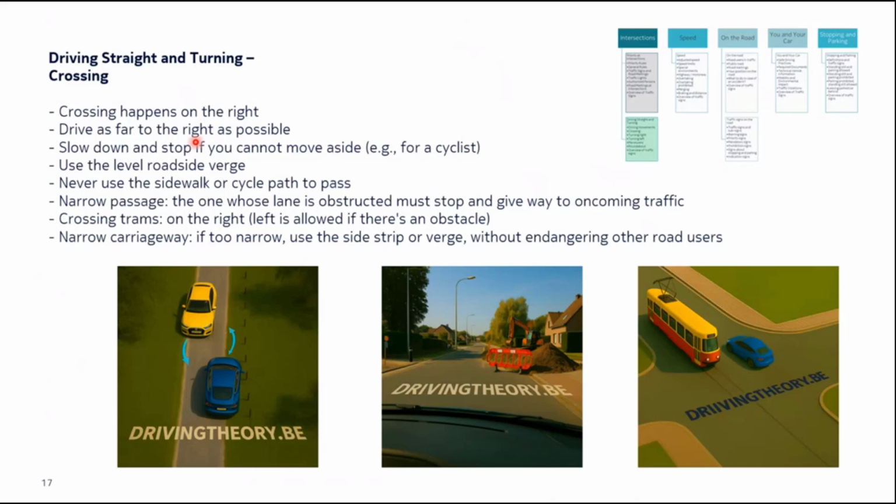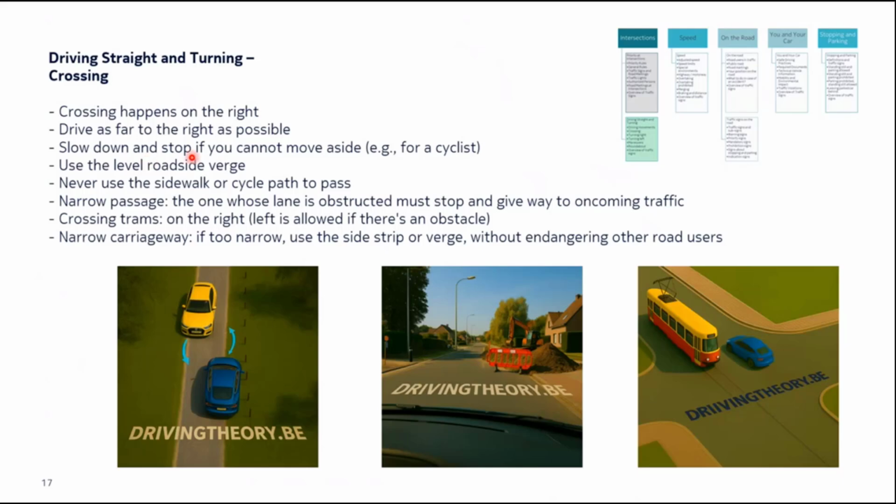When you are crossing, or generally, you should drive as far right as possible. So don't drive in the center or on the left. Let's say this is a road. Drive as far right as possible on this road. If there was a lane, drive as far right as possible on that lane. Now we will talk about different parts of this road later in this training.